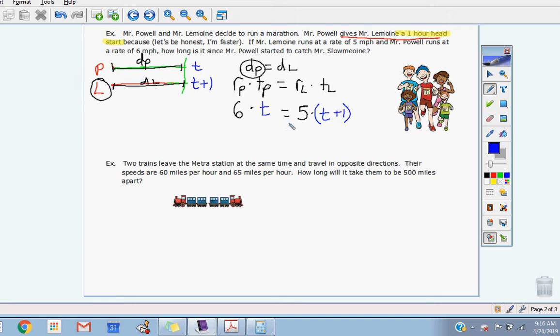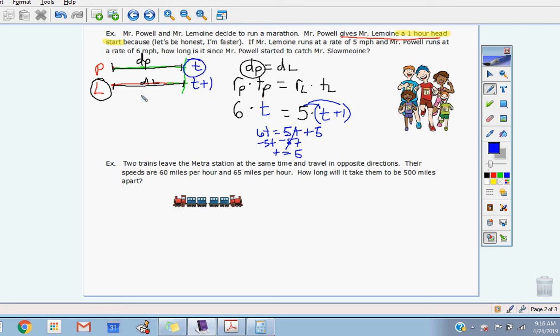Again, that's a little tricky. It's going to take some time. This is the first day, but now look how simple this is. This is now an actually very easy equation to solve. When I distribute that 5 through, then I subtract 5t from both sides, I get time equal to 5.